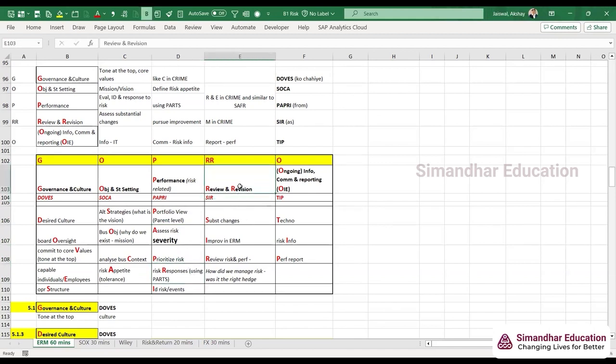Then we will have to keep on reviewing and revising it. We cannot stagnate at one place, right? Because the risks are ever changing, our review should be ongoing. Another word for this is monitoring. Okay. Then information, communication and reporting, right? All the information and communication should be done in a timely manner for everything, each and every thing. All right.